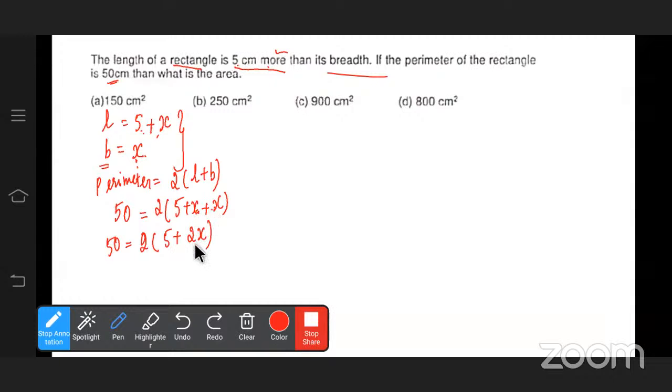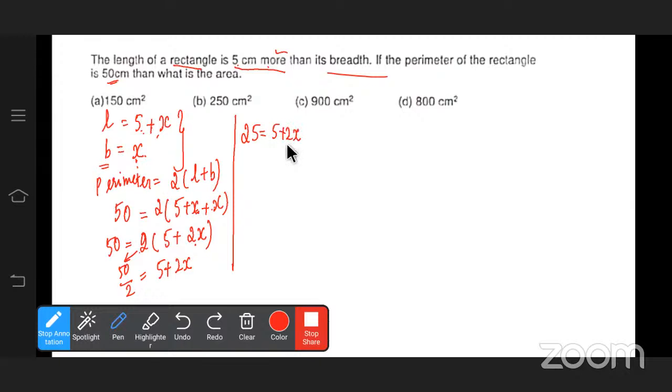Understand? Yes, ma'am. Okay, now I'm going to divide 50 by 2, so that this 2 goes here. So 50 divided by 2 equal to 5 plus 2x. It is in multiplication, so when it goes to that side, it gets divided. So what is 50 divided by 2? 25, right? Yes, ma'am. So 25 is equal to 5 plus 2x.